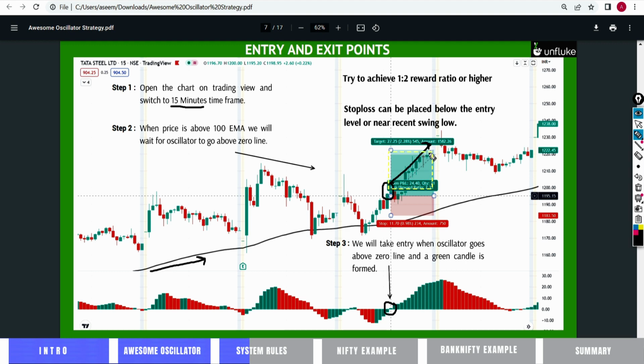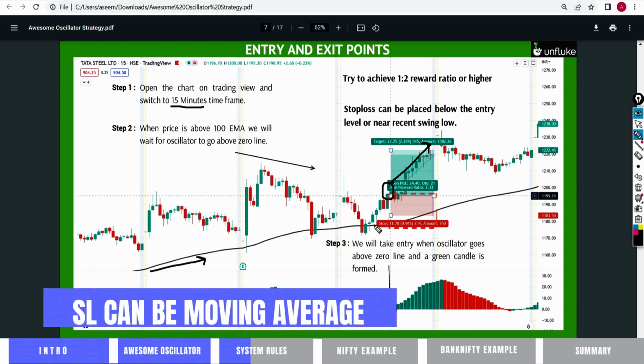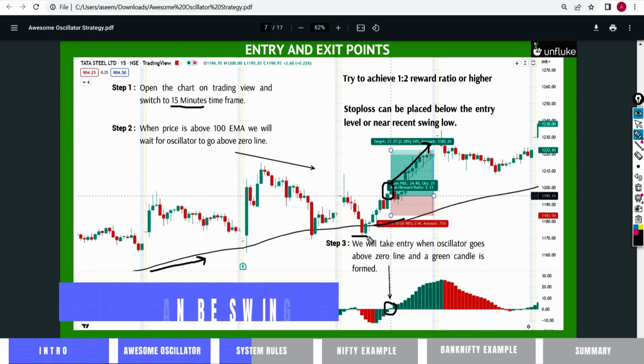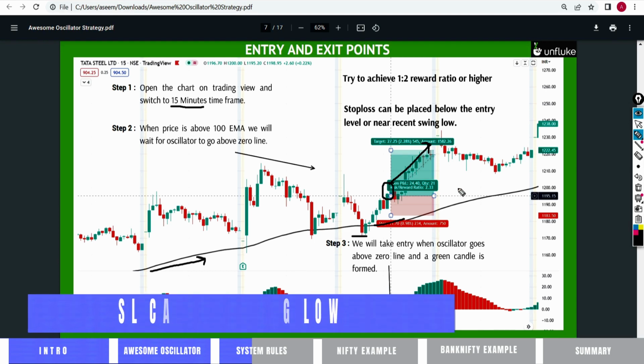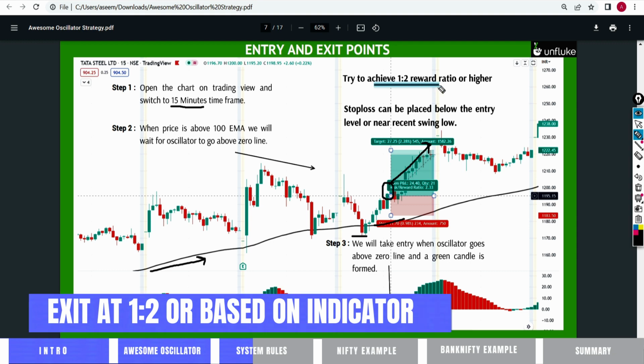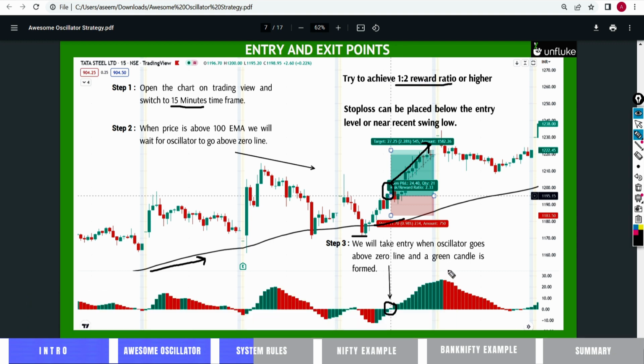So this can be our entry point, and our stop loss can be either the moving average, so this can be our stop loss, or the second stop loss can be the swing. So those are the entries. And for the exits, again we have multiple exit criteria. Either we can go for a 1:2 risk to reward, or what we can do is, as soon as we see either one or two red candles on the Awesome Oscillator, which means somewhere here right at the top, we can take an exit. Let us see a couple more examples.